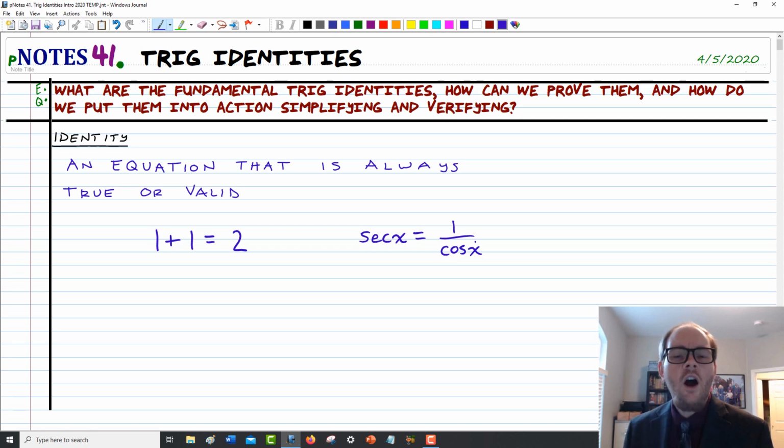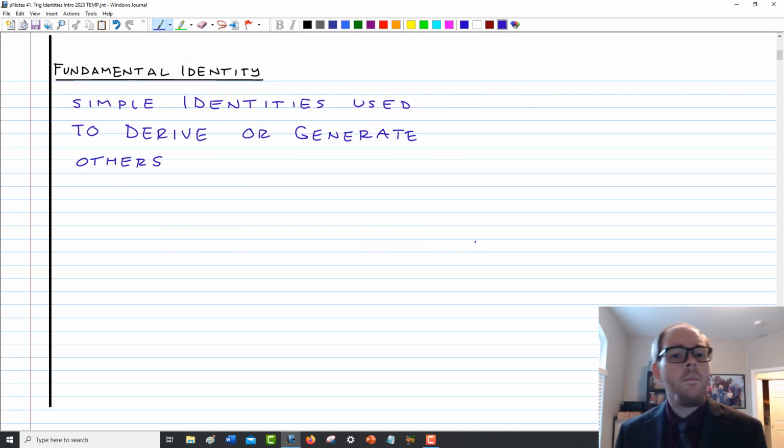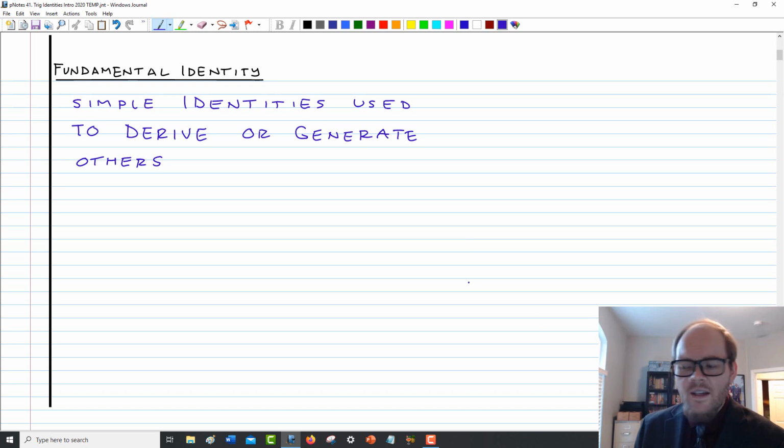So having said that, our focus is going to be on determining what we call the fundamental identities. And these are simple identities used to derive or generate other bigger ones. So the truth is, our goal isn't just that you know, for instance, that secant of x is equal to 1 over cosine. Our goal is that you can use that and apply it when it shows up in an expression that's a little bit crunchier or a little bit more involved than one as simple as 1 over cosine.